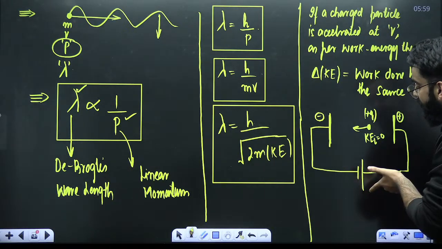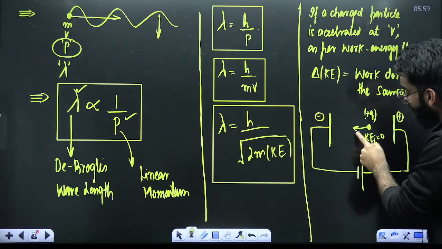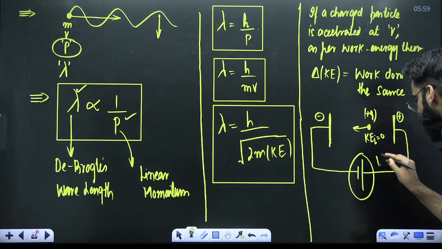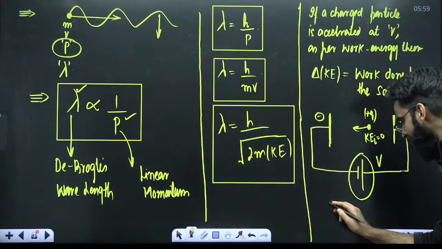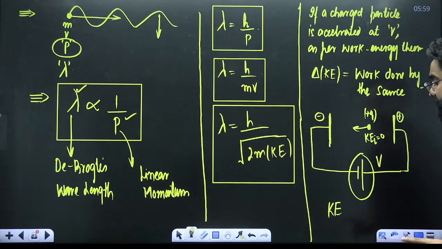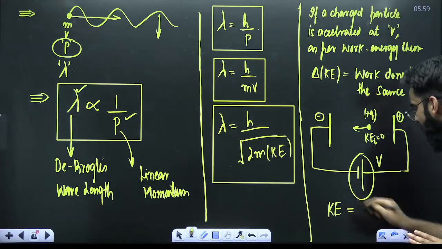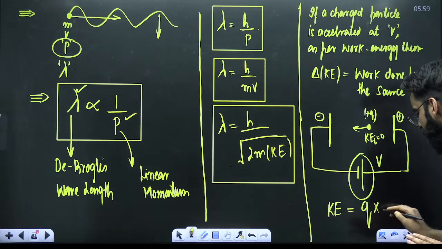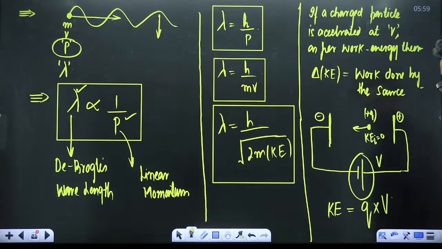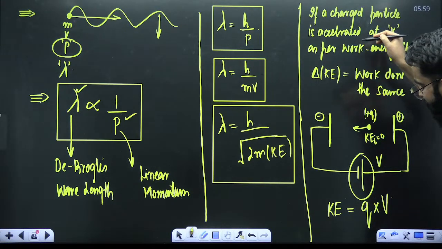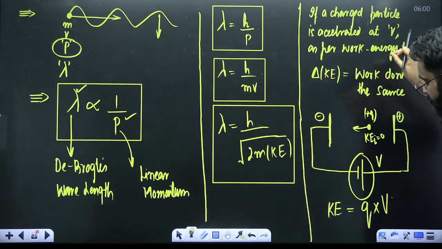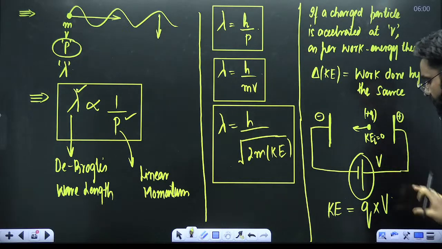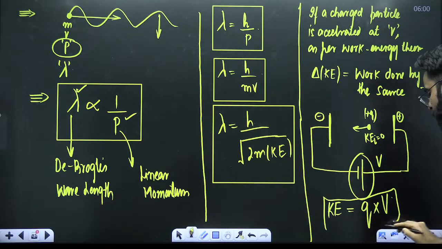Now, as per your work energy theorem, change in the kinetic energy of the particle is equal to the work done by the battery. Let's assume the voltage of the battery was V. Change in the kinetic energy is final kinetic energy minus initial. Initial is zero. Is equal to work done by the source, which is equal to charge multiplied by potential difference. So, if a charged particle is accelerated under certain potential difference, do remember, change in kinetic energy as per work energy theorem has to be equal to work done. So, KE is equal to Q multiplied by V.